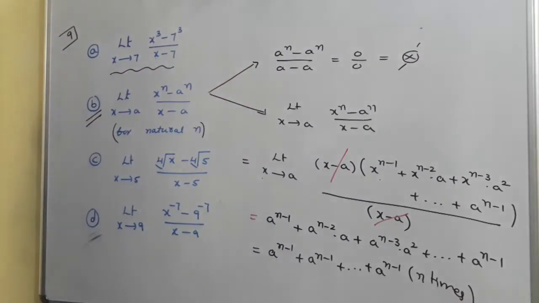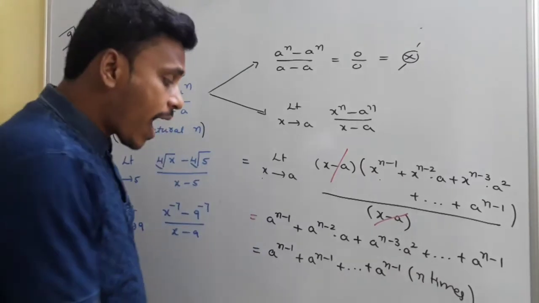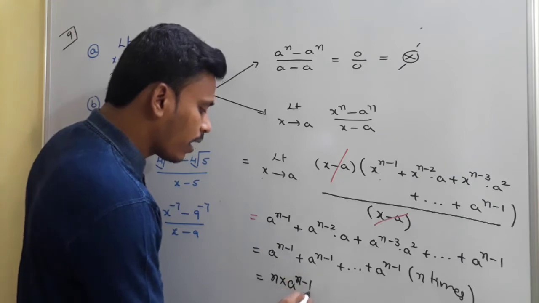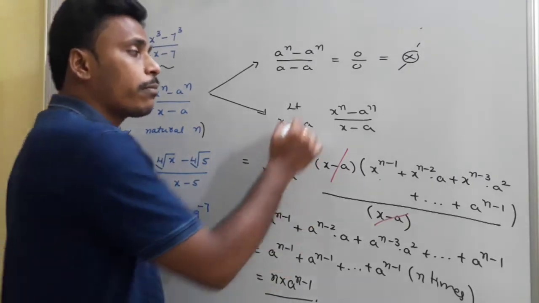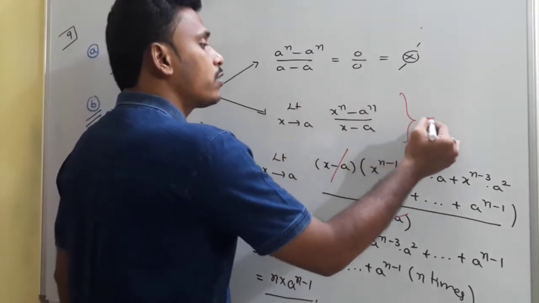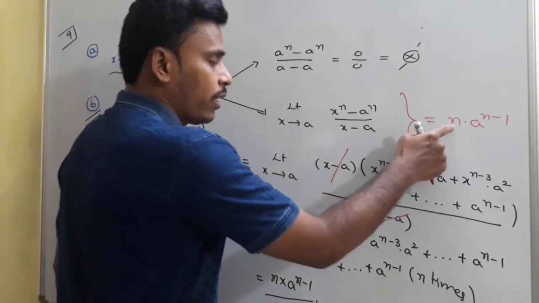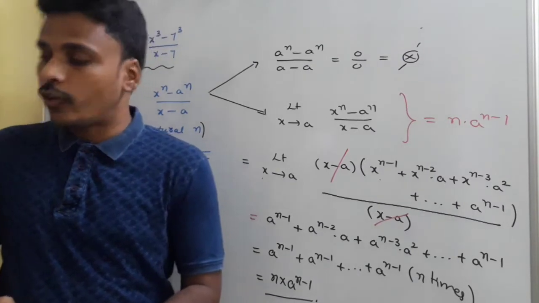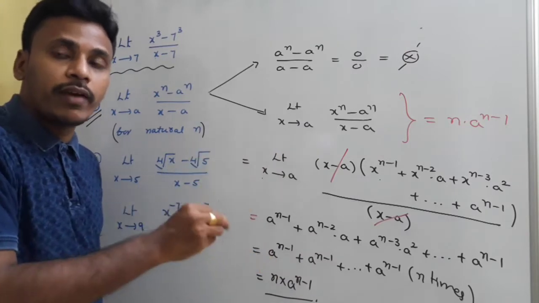So see, limit x tends to a, x power n minus a power n by x minus a is simply nothing but adding a power n minus 1 for n times. Adding the same quantity n times is simply n into a power n minus 1. At the end we conclude that for this limit, x power n minus a power n by x minus a, the answer is n into a power n minus 1. This n into a to the power n minus 1 is the general format if n is a natural number. Okay, the proof is acceptable if n is a natural number.